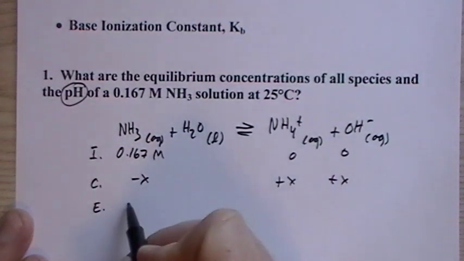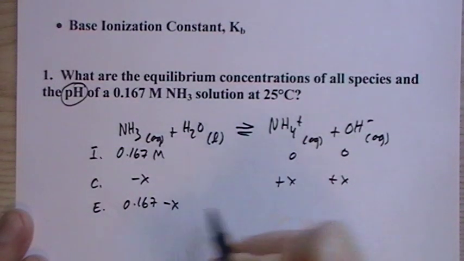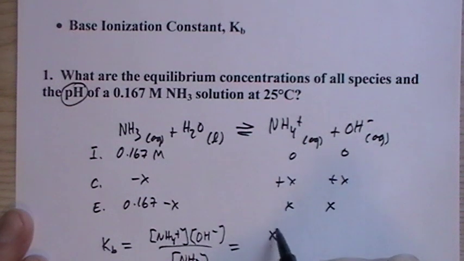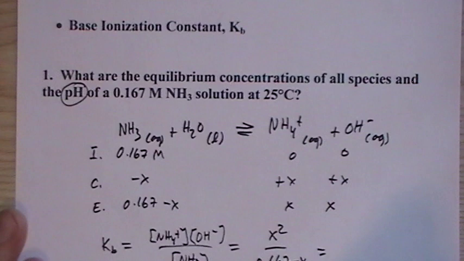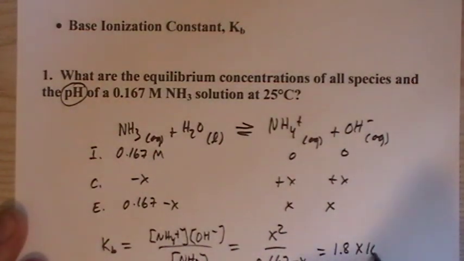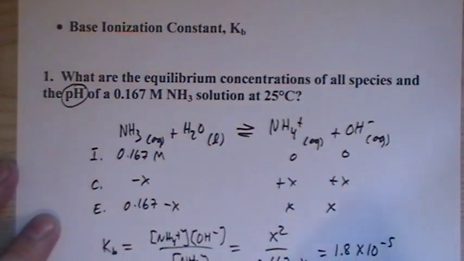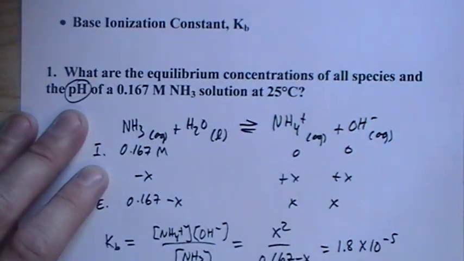Okay, so we do out the problem, minus x, plus x, plus x, same thing. And then Kb is the concentration of ammonium ion, which is the conjugate acid of ammonia, times OH- over the concentration of ammonia. So this is x squared over 0.167 minus x, which is equal to the Kb of ammonia, which is found in the table. It's 1.8 times 10 to the minus 5. Notice this equation is exactly the same format as the weak acid one. So we solve it in the same way.